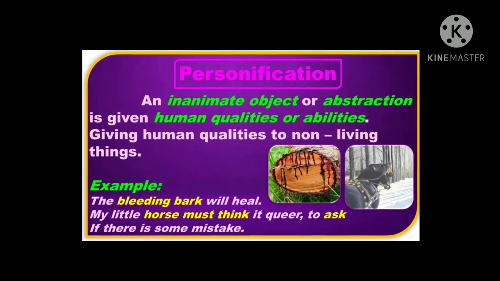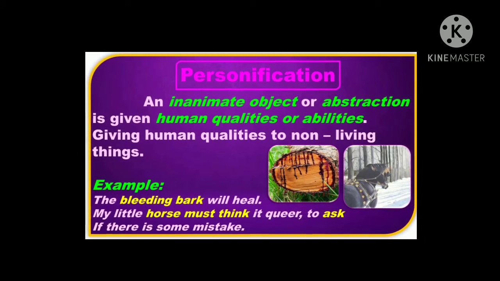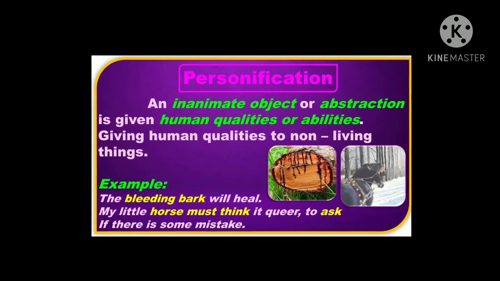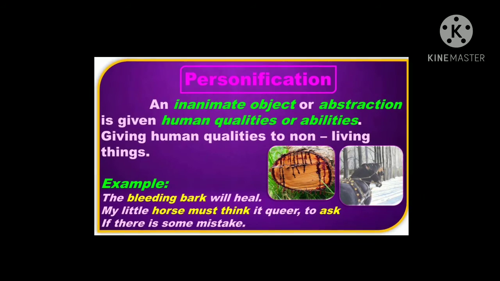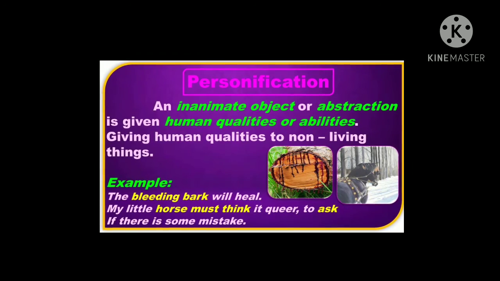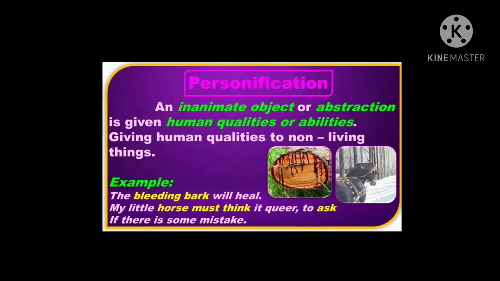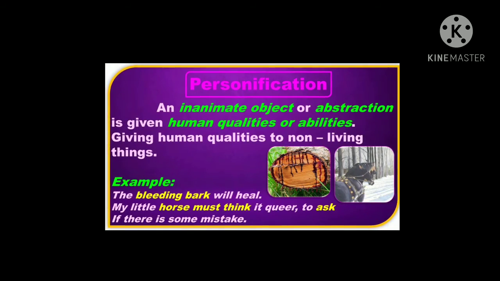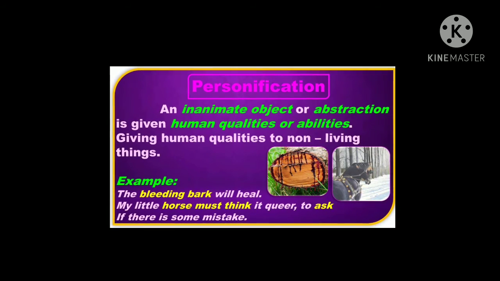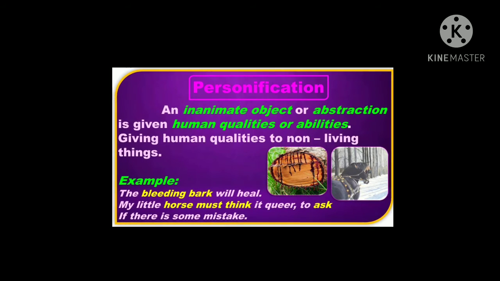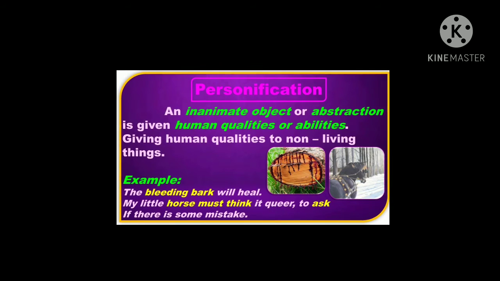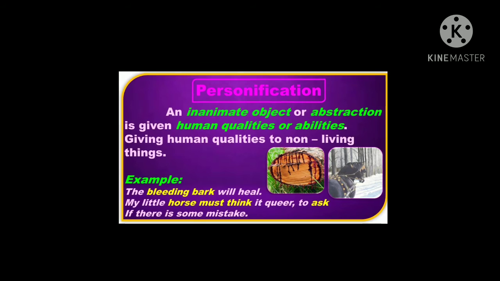So, usually bleeding will happen to a human or animal, but here that bleeding is given to the non-living thing, the bark of the tree. So, the human quality of bleeding is given to the non-living thing of the bark of a tree. Got it? At the same time, think and ask are qualities of a human given to the animal horse, but actually the horse can't think and ask. So, the human qualities given to non-living things are called personification.